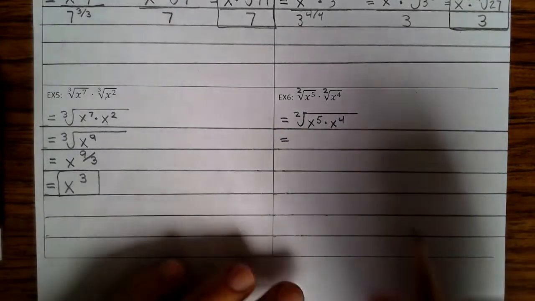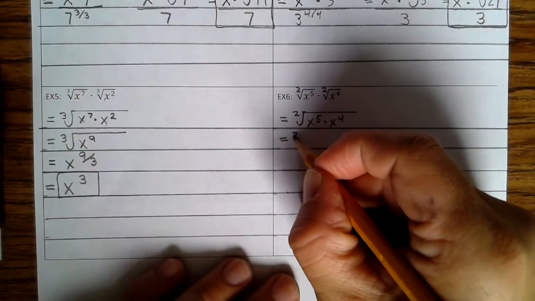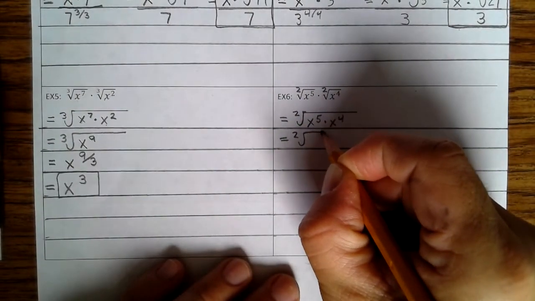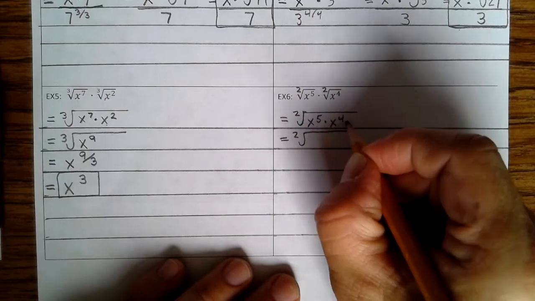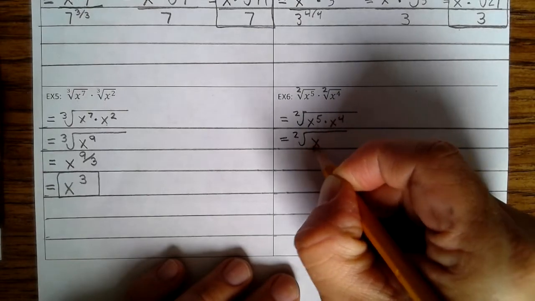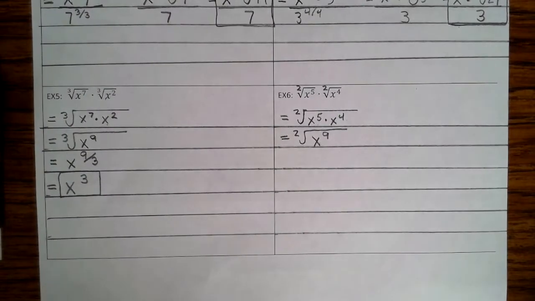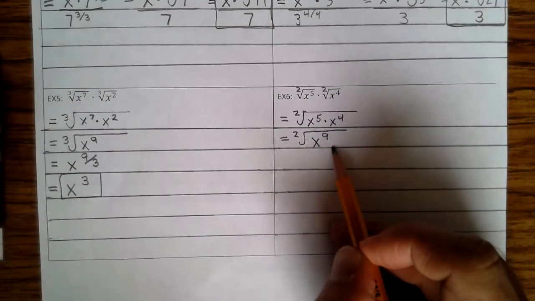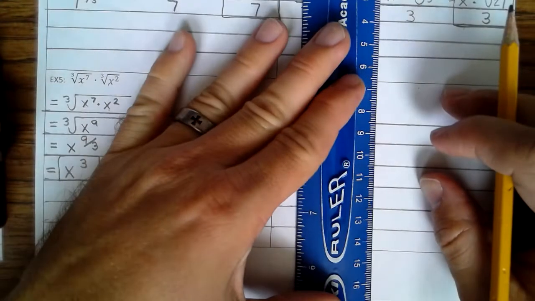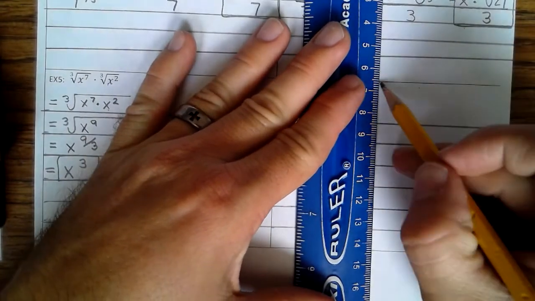All right? So then this is the square root of, when you multiply exponents, you add them, so 5 plus 4 is 9, so it's x to the 9th. But this really leads you to a dead end. Let me show you another way to work through this problem.